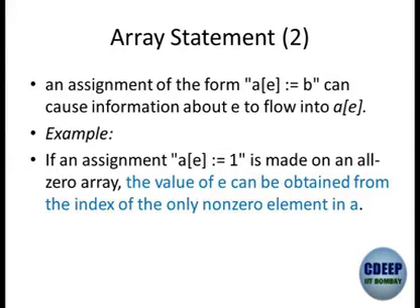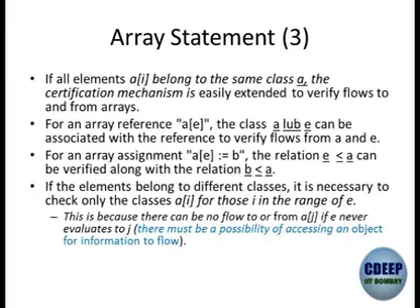So that is where in array statements you have to be careful to say what information is flowing to the outside, or implicitly. This is an important consideration when you are going to certify statements. So in other words, if all elements of A[I] belong to the same class, let us say A bar, the certification mechanism is easily extended to verify flows to and from arrays. For an array reference, let us say A of E, the class A lub of E can be associated with the reference to verify flows from A to E.